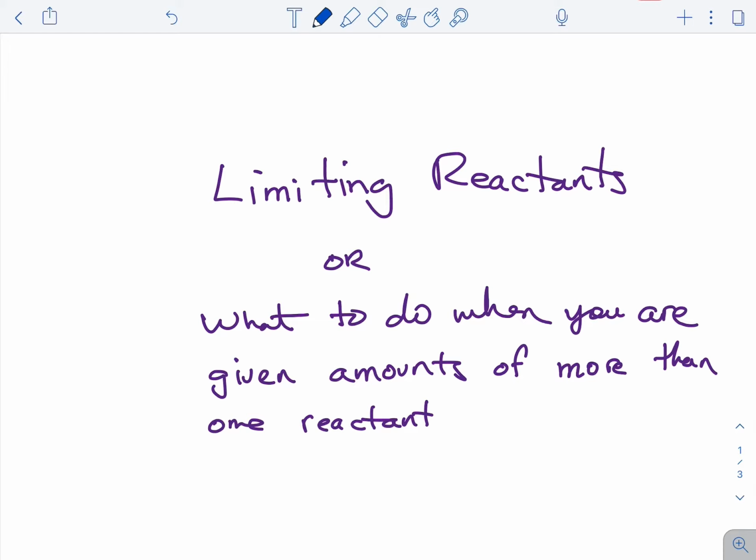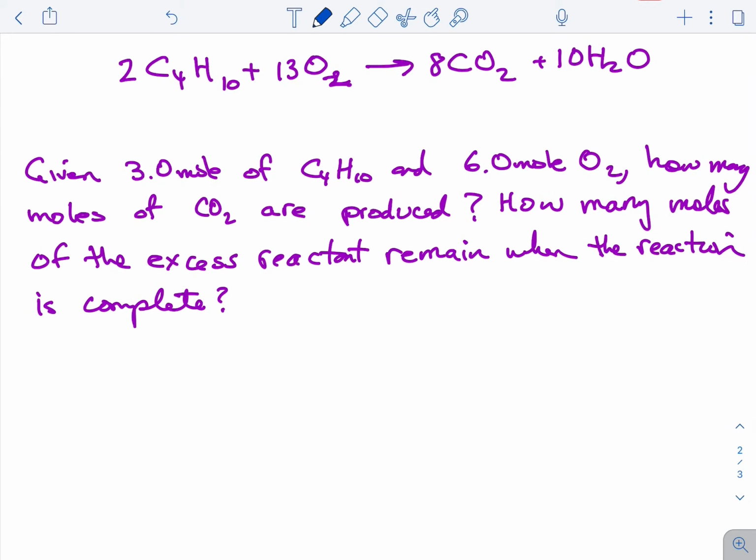Everything's pretty straightforward. Now we have to deal with the fact that what happens if we're constrained by how much of each of the reactants we have on hand, all right? So there's a calculation to do this, which will involve the mole concept, as will probably not surprise you. So let's work through an example to see what that looks like.